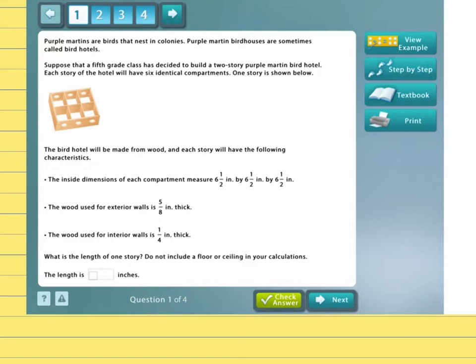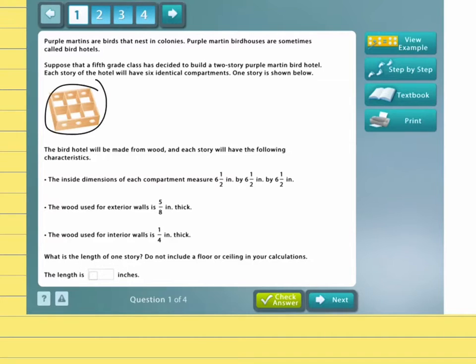Let's unpack the problem. All of the problems are based off of this, so we'll read it once and we'll come to understand it. Purple martins are birds that nest in colonies. Purple martin birdhouses are sometimes called bird hotels. Suppose a fifth grade class has decided to build a two-story purple martin bird hotel. Each story of the hotel will have 6 identical compartments. One story is shown below.